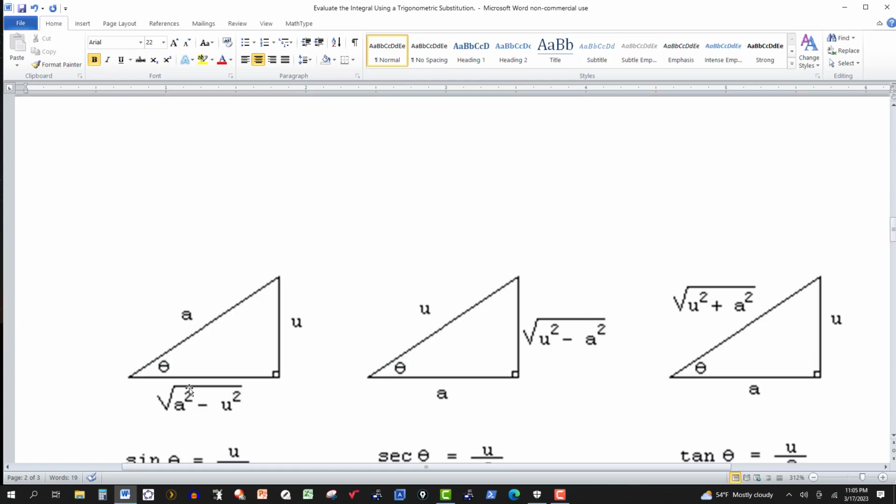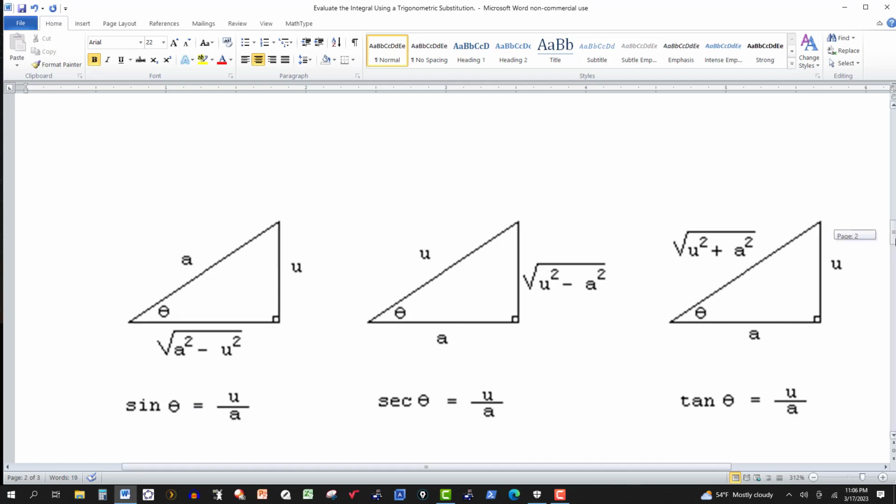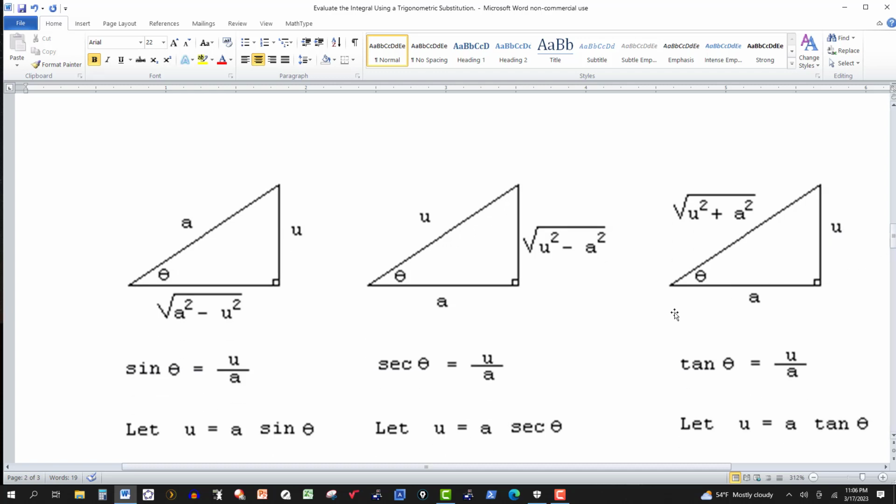If the integrand has a radical in this form, for the first case here, the square root of a squared minus u squared, or the square root of u squared minus a squared. Here u is the variable, and u could be an expression involving x. It could be something like 2x or 3x. A is a constant. The other form, if it has the square root of u squared plus a squared, and this radical could be in the numerator, it could be in the denominator, then we would use this setup.